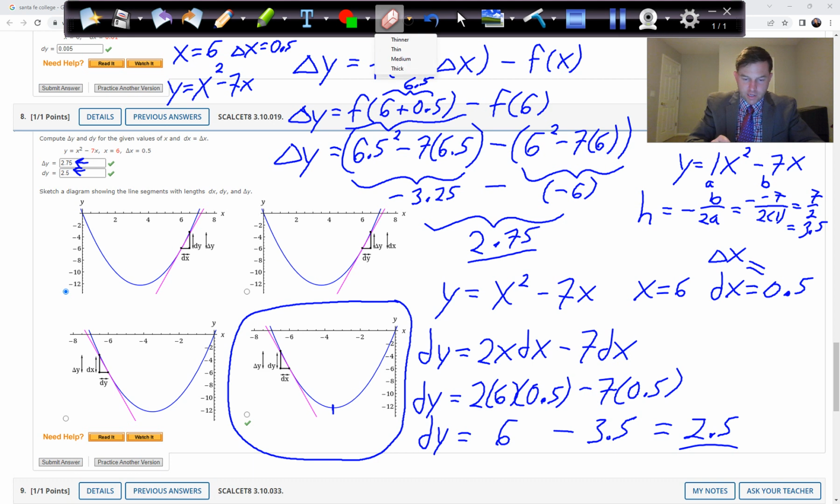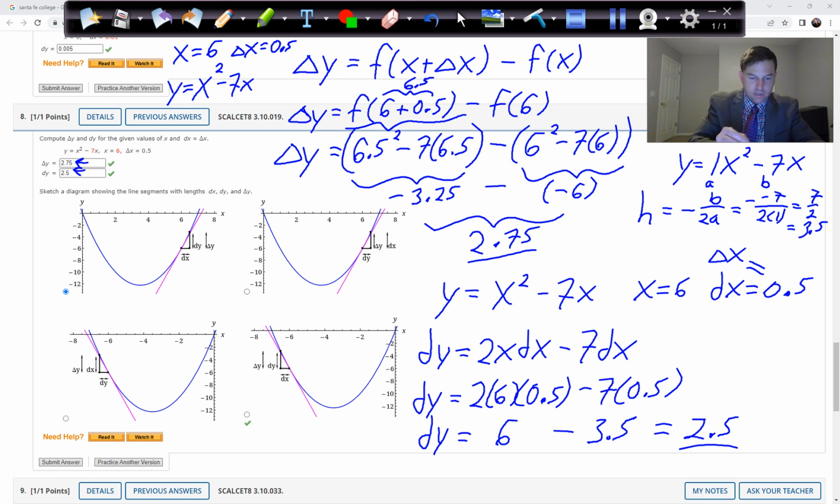I did not miss a negative, I circled the wrong answer. I got the answer right, but I circled the wrong one. The correct answer is over here, top left. So the vertex should be at 3.5, which is approximately right there, 3.5.